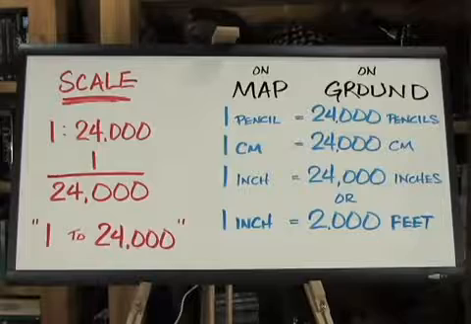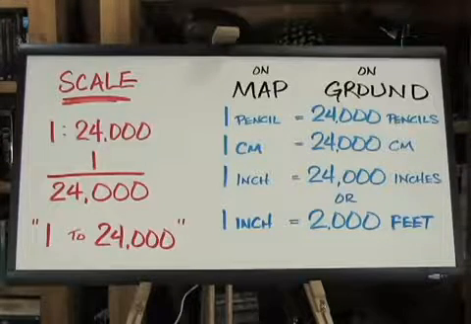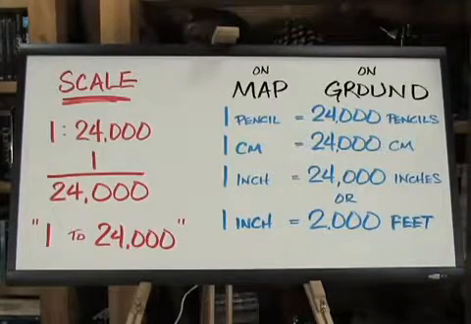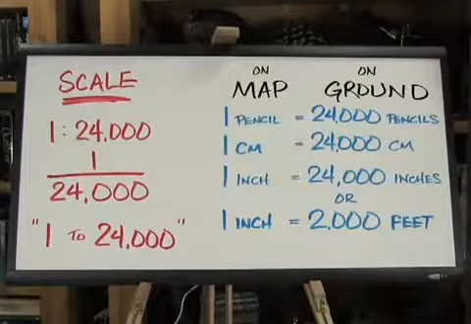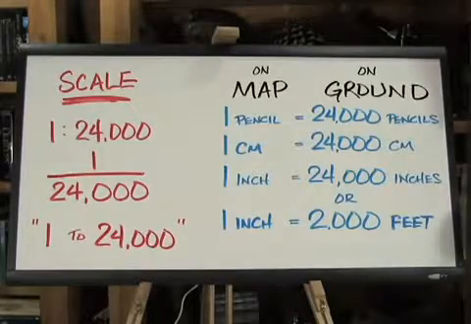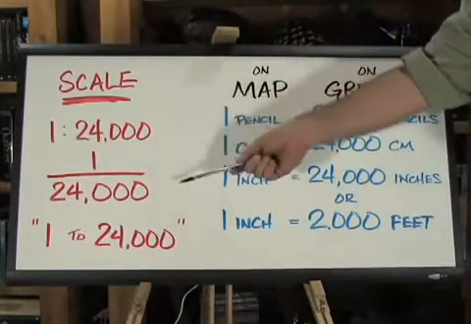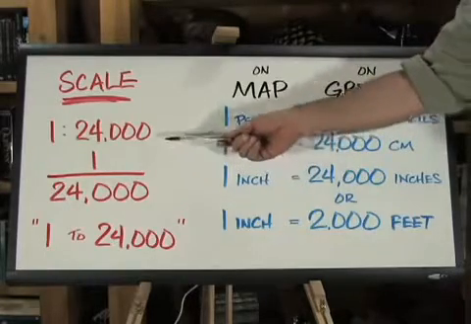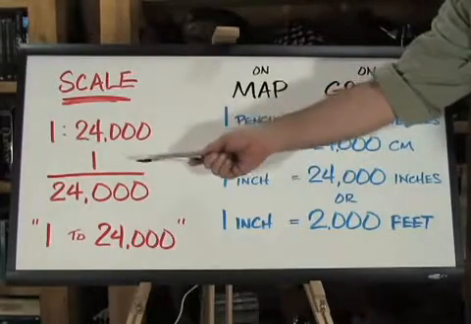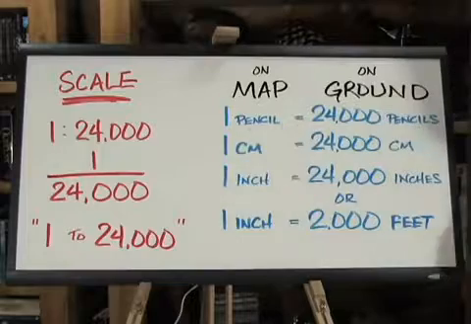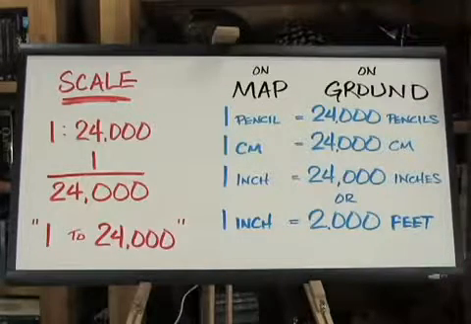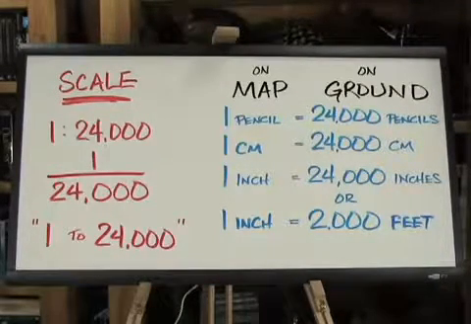The map scale is the relationship between distances in the real world and distances on the map. The scale can be displayed in different ways. These both mean the same thing. 1 unit of distance on the map equals 24,000 of the same distance units on the ground.